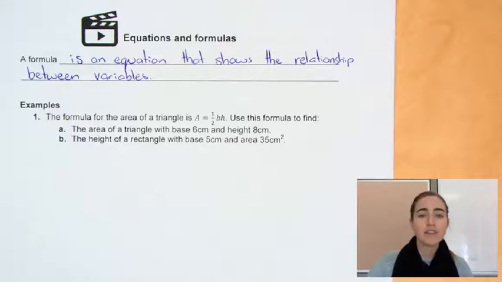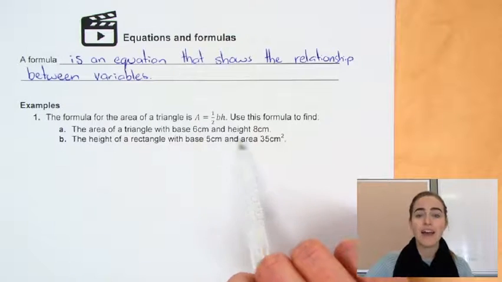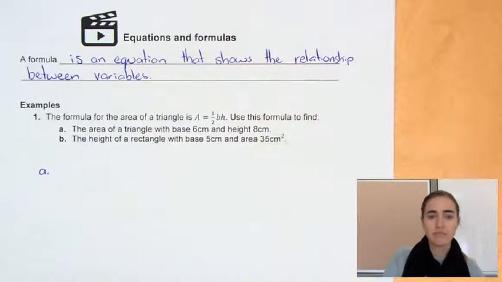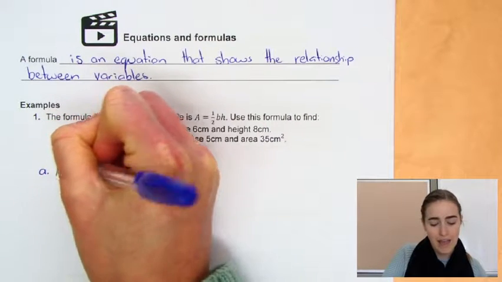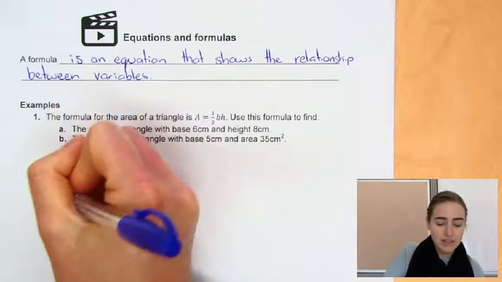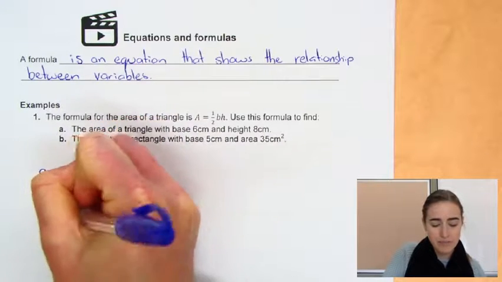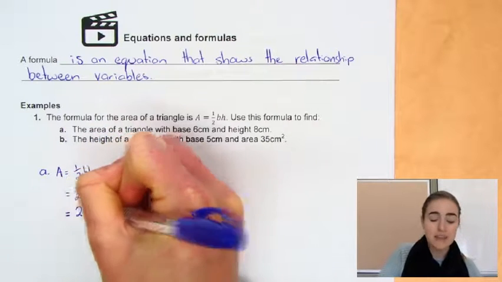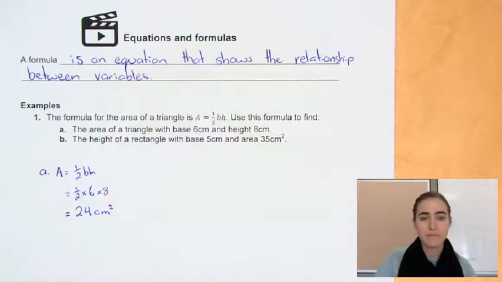It then asks us to use the formula to find the area of a triangle with base 6 centimeters and height 8 centimeters. So to do that, we're going to substitute those numbers in. For part A, we'll write our formula first: half BH. We know that our base is 6 and our height is 8. So we're going to have a half times 6 times 8. And if we put that in our calculator, we would end up with 24 centimeters squared. Because it's area, it's going to be centimeters squared.